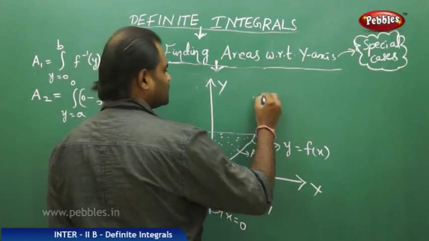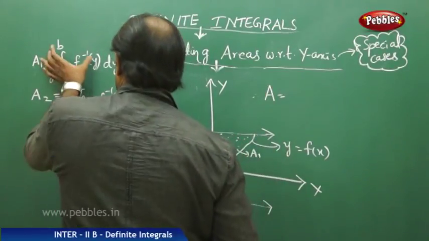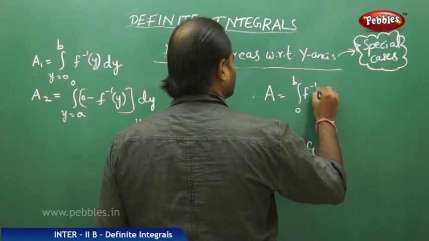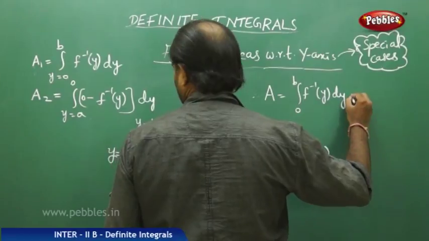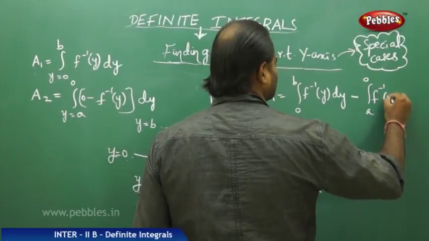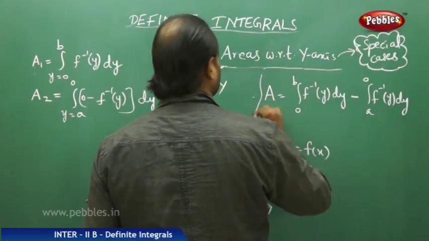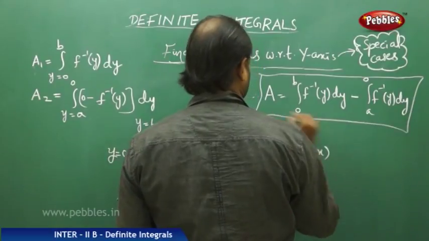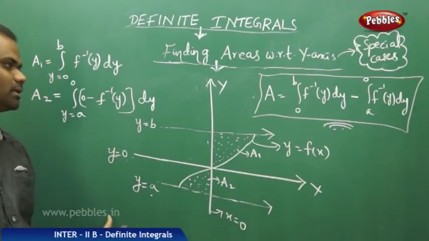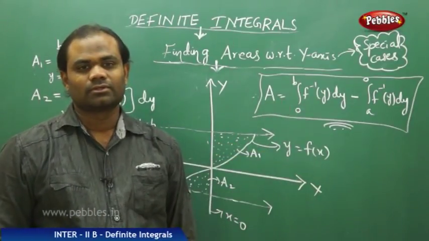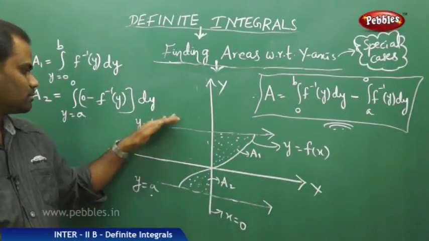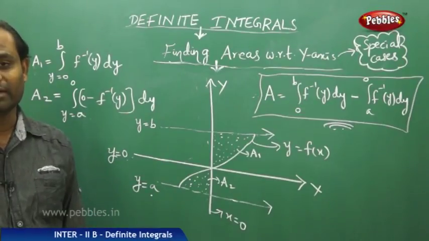So the area is the integral from 0 to b of f inverse y dy minus the integral from a to 0 of f inverse y dy, which is what we get when we add the two areas a1 and a2. So sometimes we need to add two areas which are split using the appropriate limits for each area.